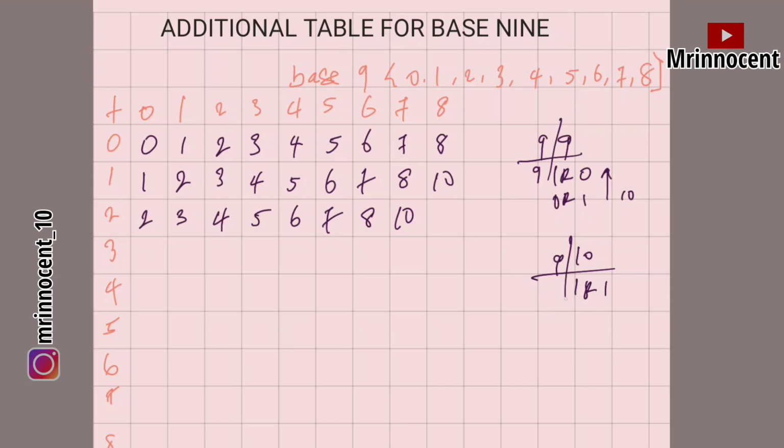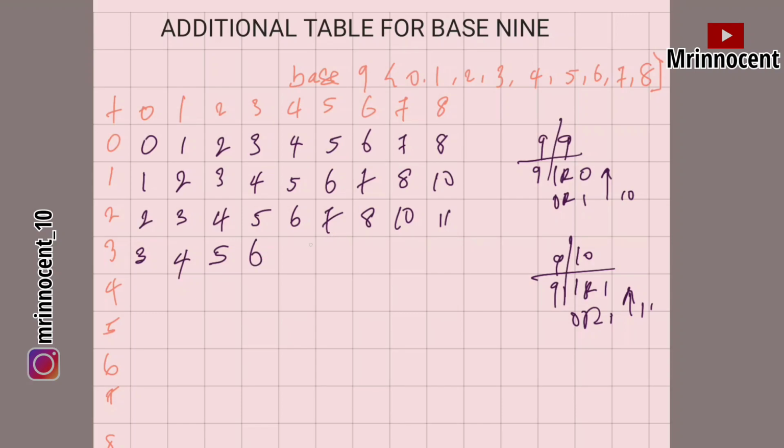is 1 remainder 1, so 0 remainder 1. From top to bottom, we have 11. 3 plus 0 is 3. 3 in base 9 is 3. 3 plus 1 is 4. 4 in base 9 is 4. 3 plus 2 is 5. 5 in base 9 is 5. 3 plus 3 is 6. 6 in base 9 is 6.